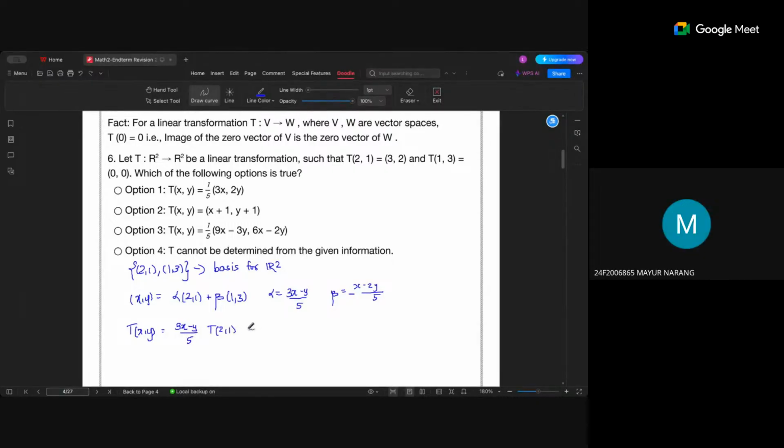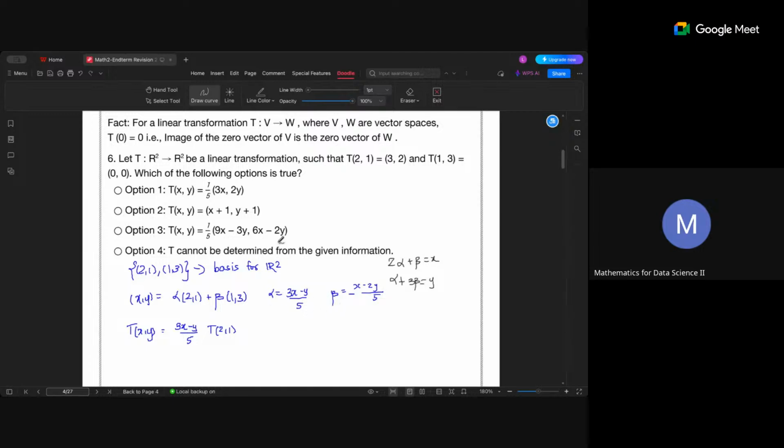Ma'am, how are this alpha and beta calculated? You have to solve the system of linear equations. What is the system of linear equations? You have 2 alpha plus beta is equal to x, and then you have alpha plus 3 beta is equal to y. You have to solve the system to obtain alpha and beta.